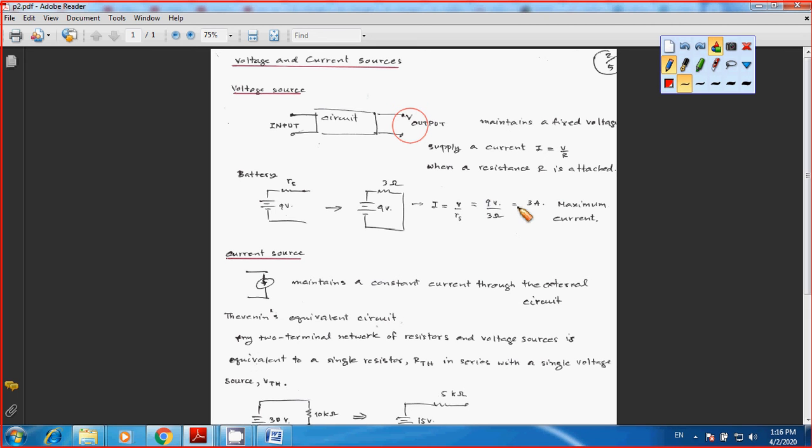Now take a look at the current source. It's similar to the voltage source. For the output, you want to maintain the output current to be the same. You don't want it to change, no matter whether you have a load connected to your current source or not.